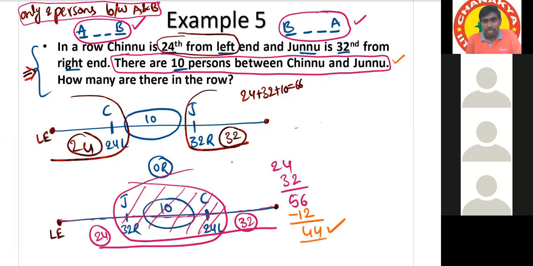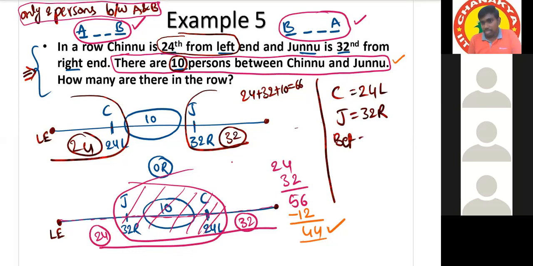See here. There are 10 persons between them. I'll write here: Chinnu is 24th from the left end, and Junnu is 32nd from the right end, and there are 10 persons between. In this case, are we getting two possibilities or one possibility?